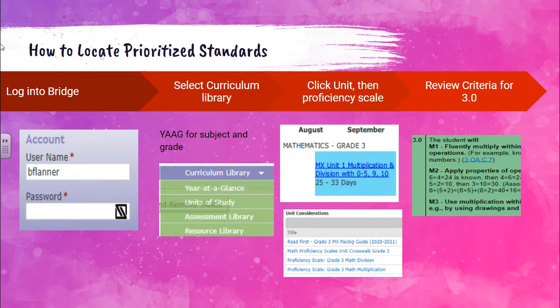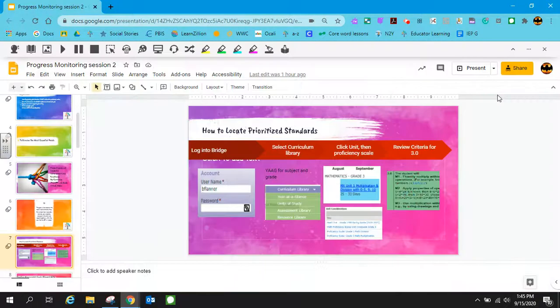Let's look at how to find the prioritized standards. You'll notice that this is a process. You're going to log into Bridge to Curriculum, select the curriculum library and year at a glance, click on the unit, then the proficiency scale, and review the criteria for a level 3. Let me walk you through how to do that.